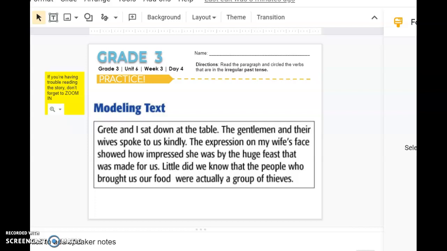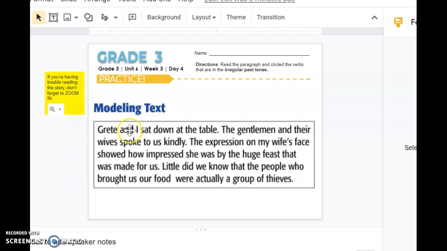Your job is going to be to read this model text and circle words that are in the irregular past tense. This is going to help you to go back and reread your writing and make sure that you also put your verbs in the correct irregular past tense. So let's take a look at the first sentence together, and then you'll read the rest on your own.